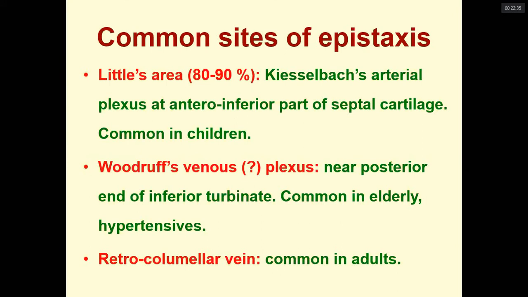Now, the commonest site for epistaxis. Why is this area important? Because it is the commonest site and is involved in 80 to 90% of cases of bleeding. It is Kiesselbach's plexus at the anterior inferior part of the septal cartilage, and it is mostly common in children. Woodruff's plexus is also another common site, but not as common as this area. It is near the posterior end of the inferior turbinate, common in the elderly and hypertensive. The retrocolumellar vein is common in adults.